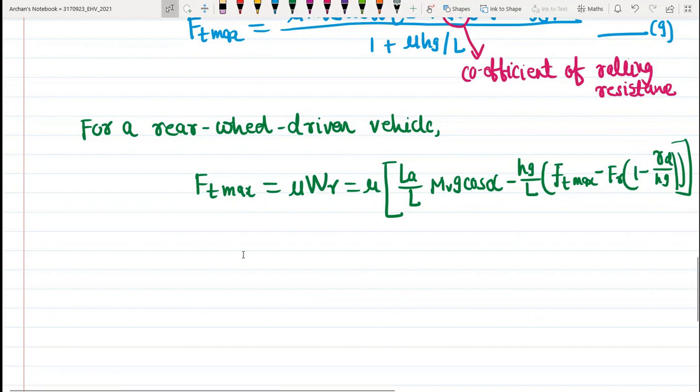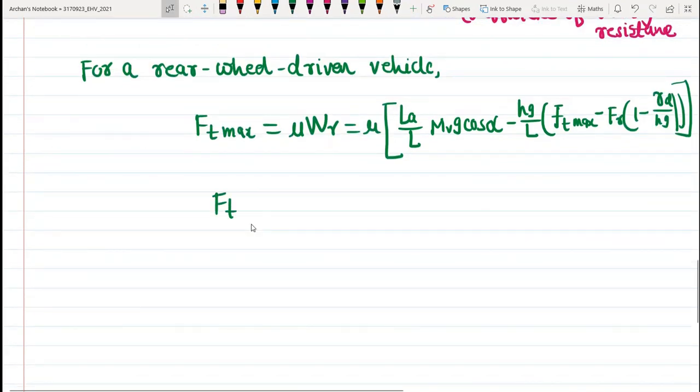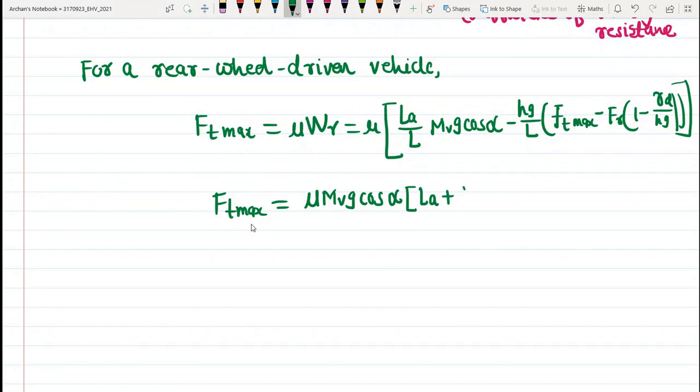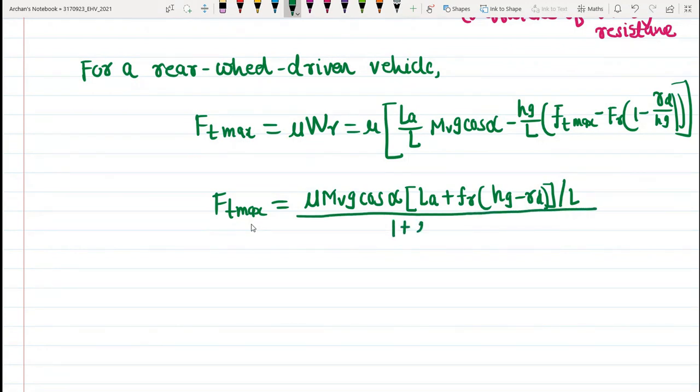Okay, just simplify this equation and we will get the final equation of Ft max for a rear wheel driven vehicle, and it is equal to mu m v g cos alpha into (L_a plus f_r (h_g minus r_d)) divided by L, over 1 plus mu h_g divided by L. Let us call this equation number 10, and this is my equation number 11.